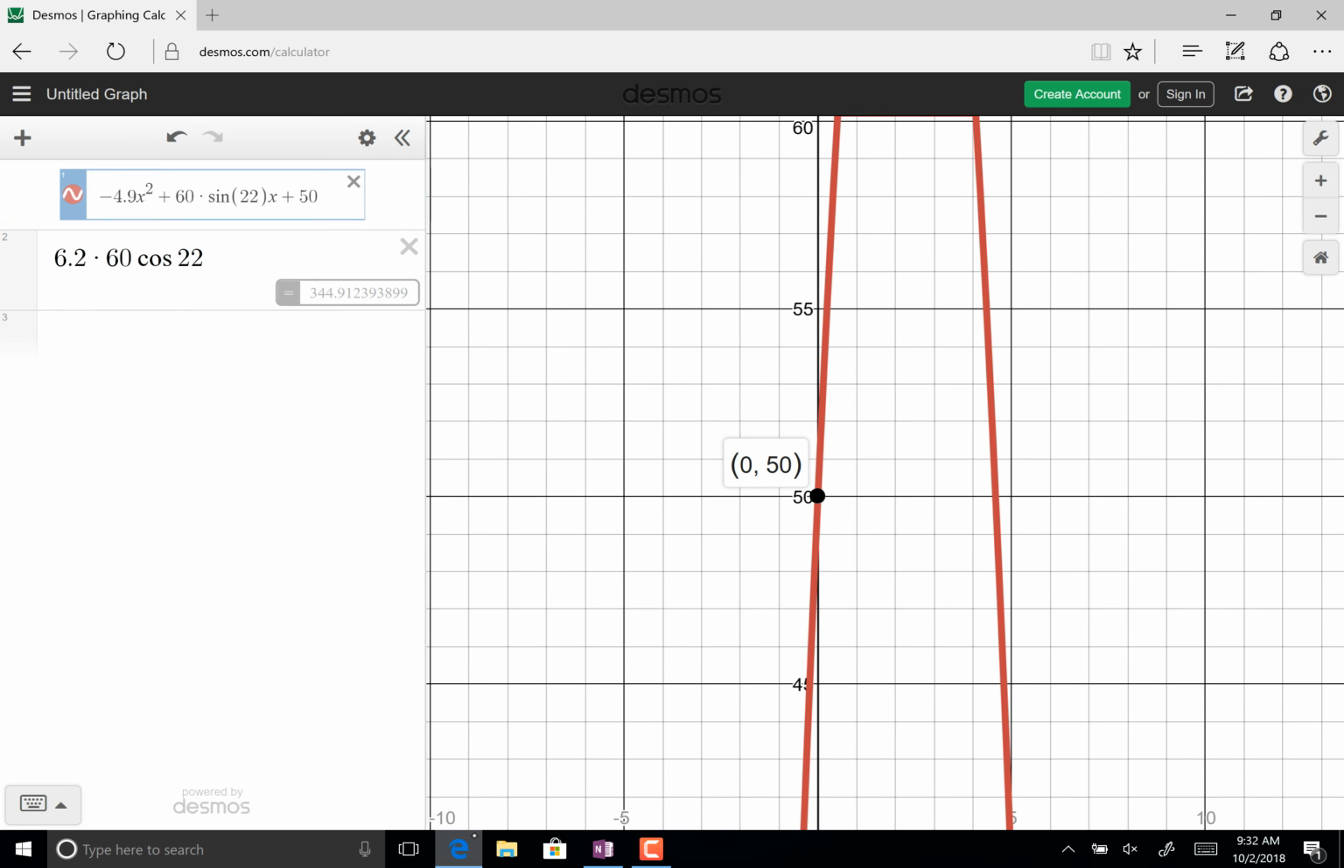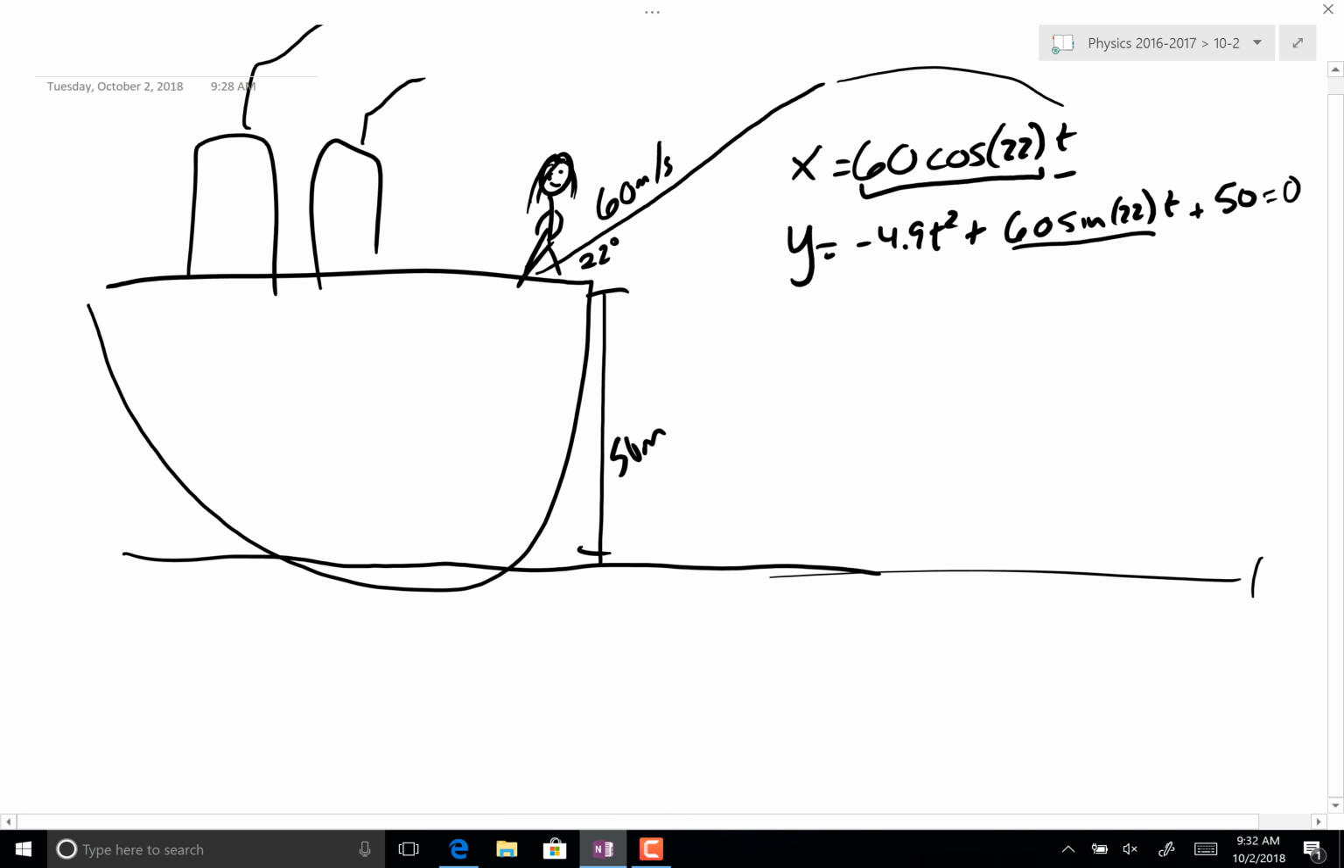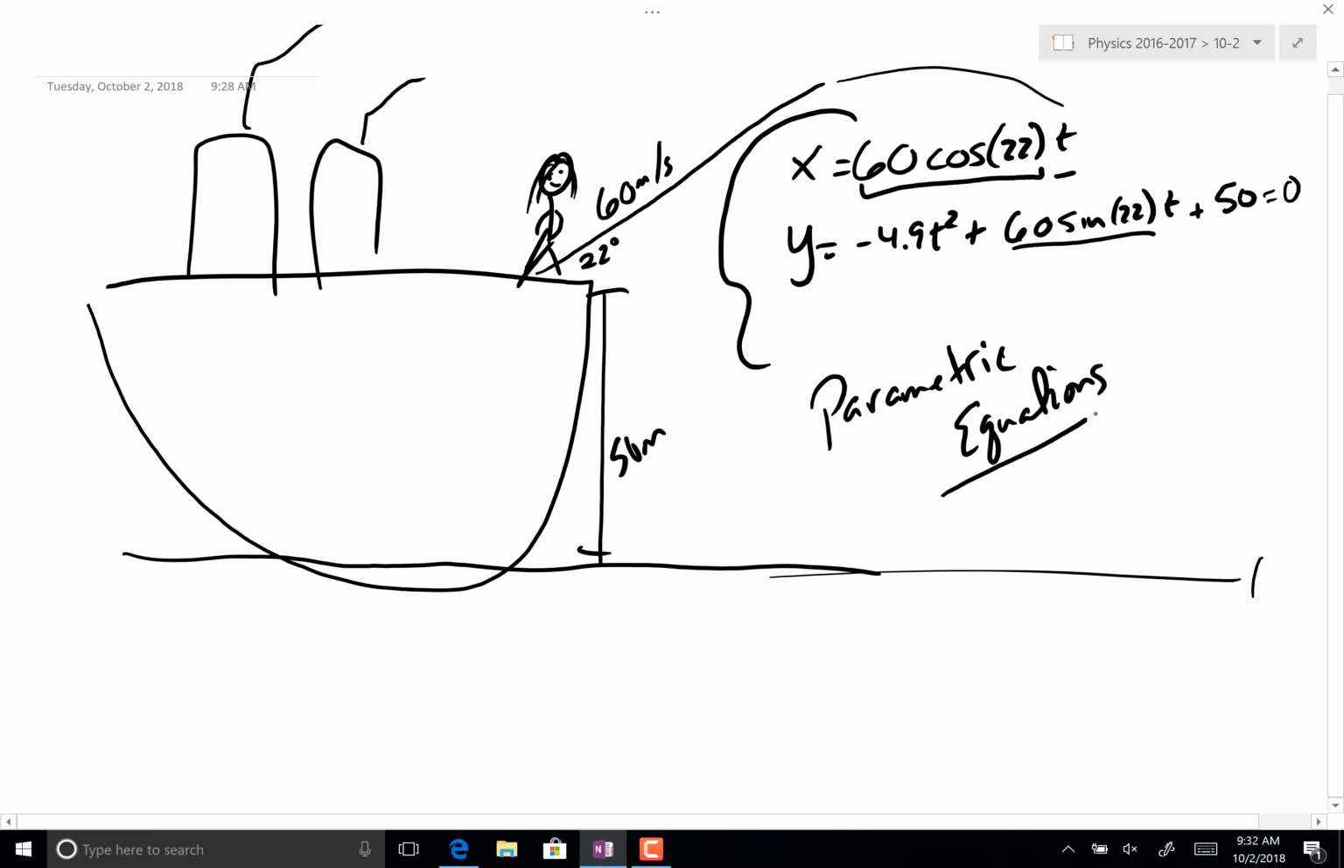Now, do this with me. What we just did here, this is what's called a parametric. These are called parametric equations, because they rely on the parameter of time. And let's be honest, in the real world, everything's about time or money. The parameter of time. Think about this.